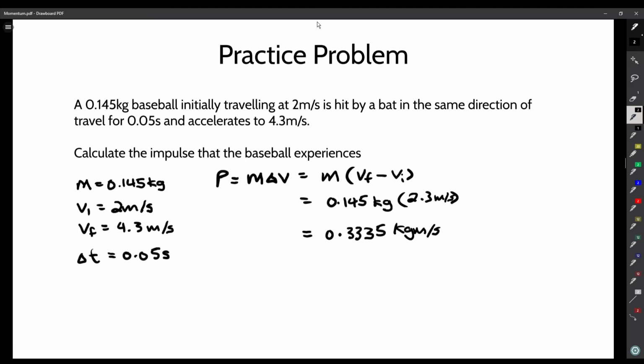And we need to look at our significant digits. The lowest significant digits is 2 meters per second, which means our answer should round to 0.3 kilogram meters per second.